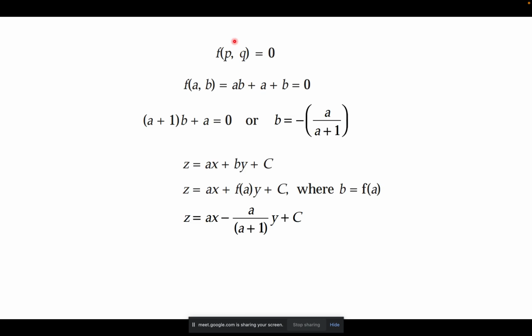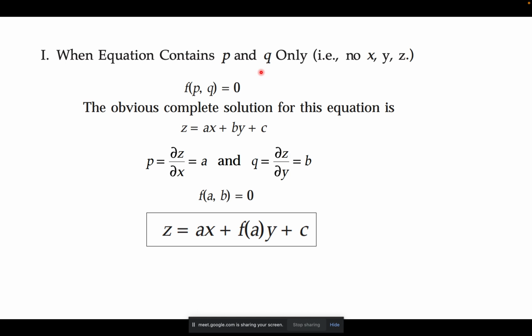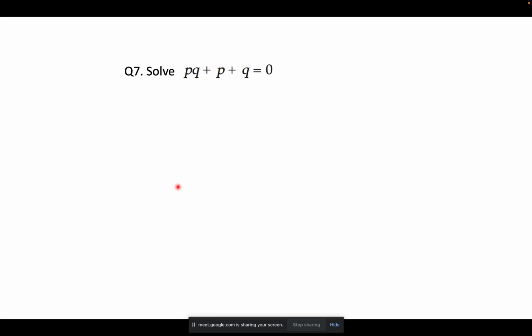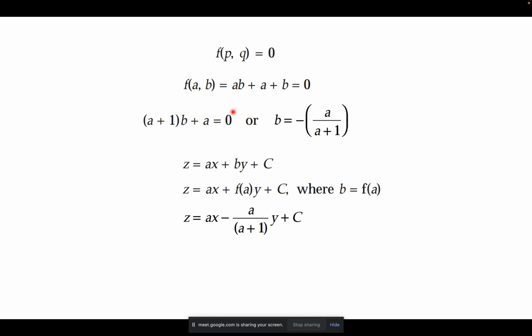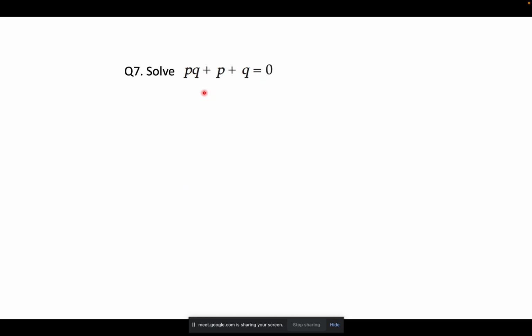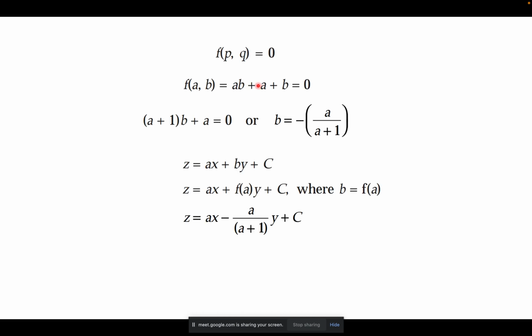So you again need to follow these steps. What I told you, first you write f(p, q) is equal to 0, right? And as you know, the solution of such type of problem is z is equal to ax plus by plus c. So you simply replace the value of p by a, and the value of q by b, and then you find one of the constants in terms of the other constant. So substitute p is equal to a, q is equal to b in the given equation. So you will have ab plus a plus b is equal to 0, right?